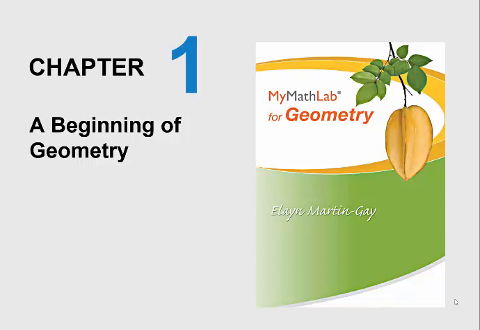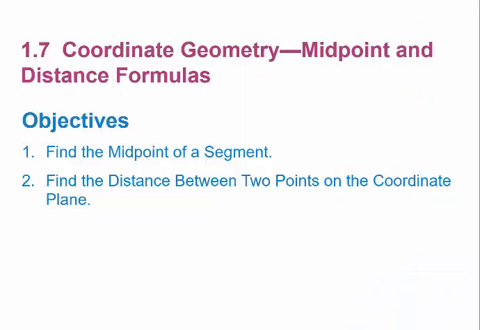Hi class, we're going to continue our study in chapter 1. And what we're going to talk about now is section 1.7. This is coordinate geometry. Continuation of this, we're going to talk about midpoint and distance formulas. We have two objectives in this section.